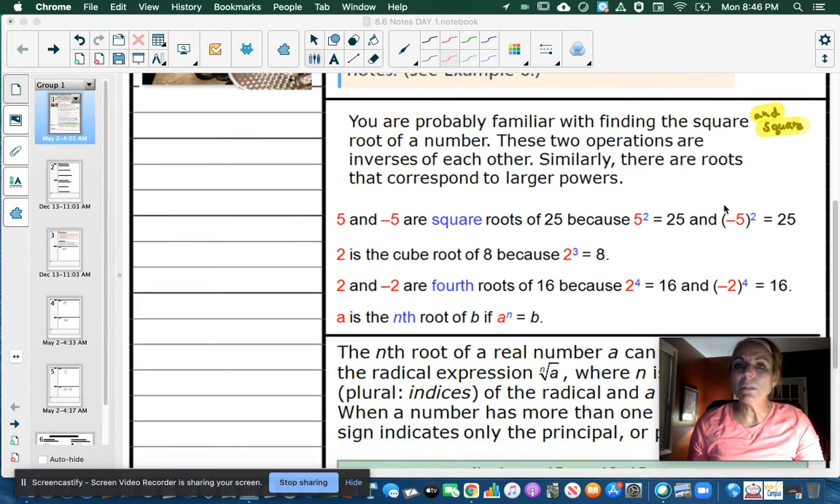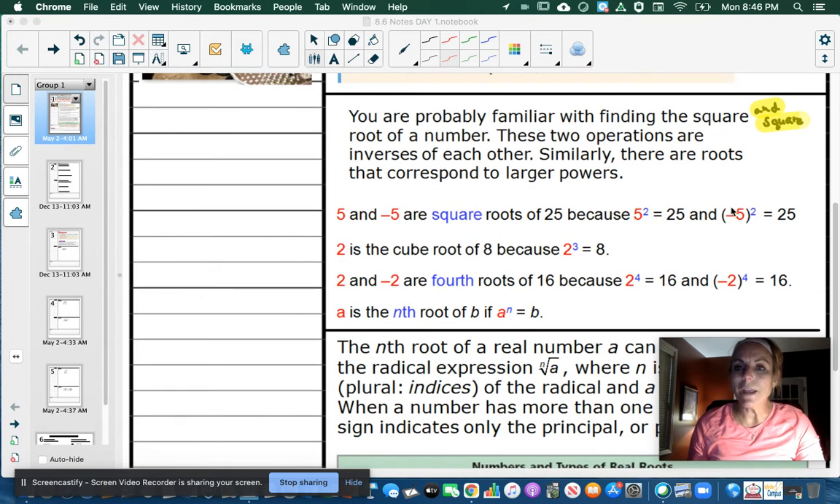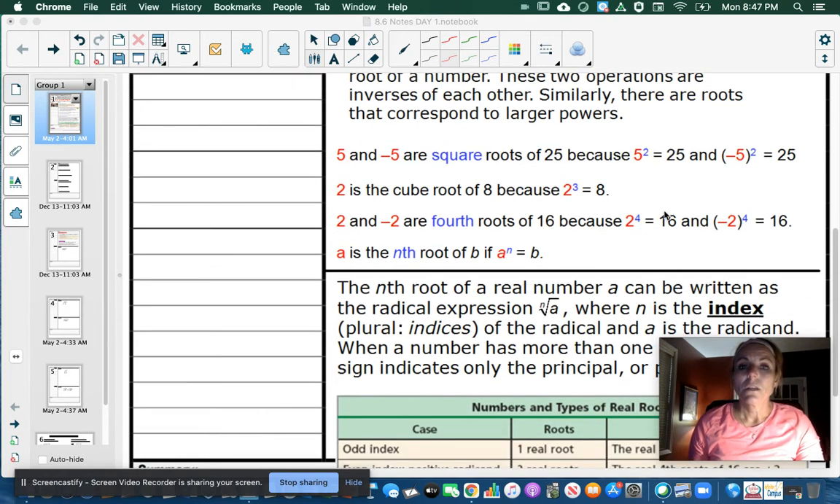You are probably familiar with finding the square and square root of a number. These two operations are inverses of each other. Similarly, there are roots that correspond to larger powers. 5 and -5 are square roots of 25 because 5 squared is 25 and -5 squared is 25. 2 is the cube root of 8 because 2 to the third is 8.